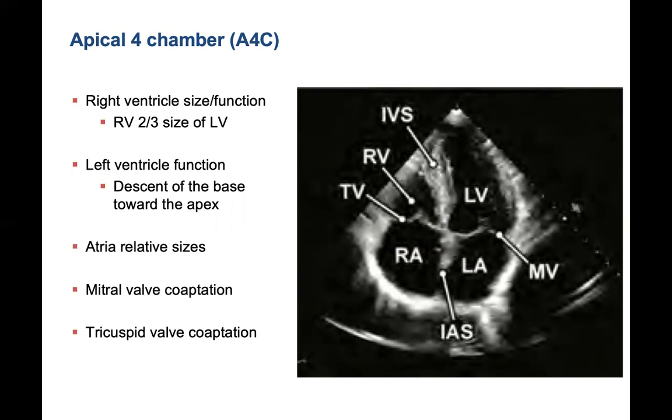We can look at the base of the ventricle and see if it moves up towards the apex, which we'll talk more about when we talk about our left ventricle function lecture. It's also known as MAPSE. We can look at the atria and their relative sizes. We can look at the mitral valve and the tricuspid valve, and we can look at those valves to see if they coapt nicely, they come together.